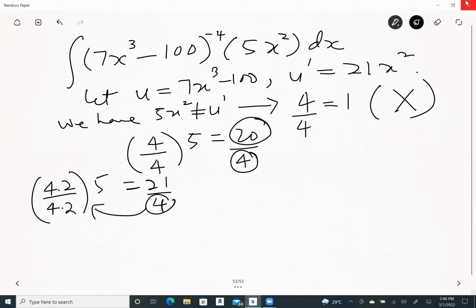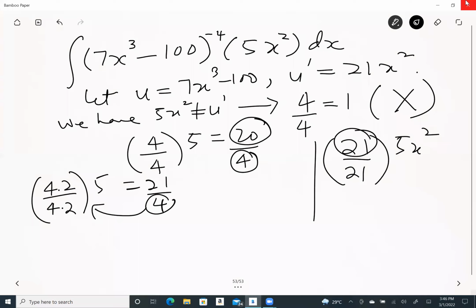Now, another way: if you multiply by just a whole number, no decimal point, what number do you multiply with? What you want is 21, right? So you multiply by 21 over 21. You don't worry what number is given. You just multiply by 21 over 21, and then you got the 5x squared. Just rearrange, because what you need is that 21.